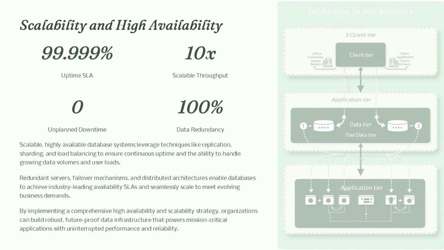These capabilities allow us to build future-proof data infrastructure that powers mission-critical applications with uninterrupted performance and reliability. The techniques we leverage include replication, sharding, and load balancing to provide continuous uptime and seamless scalability. By implementing a comprehensive high-availability and scalability strategy, we can meet evolving business demands with a robust, resilient database solution.